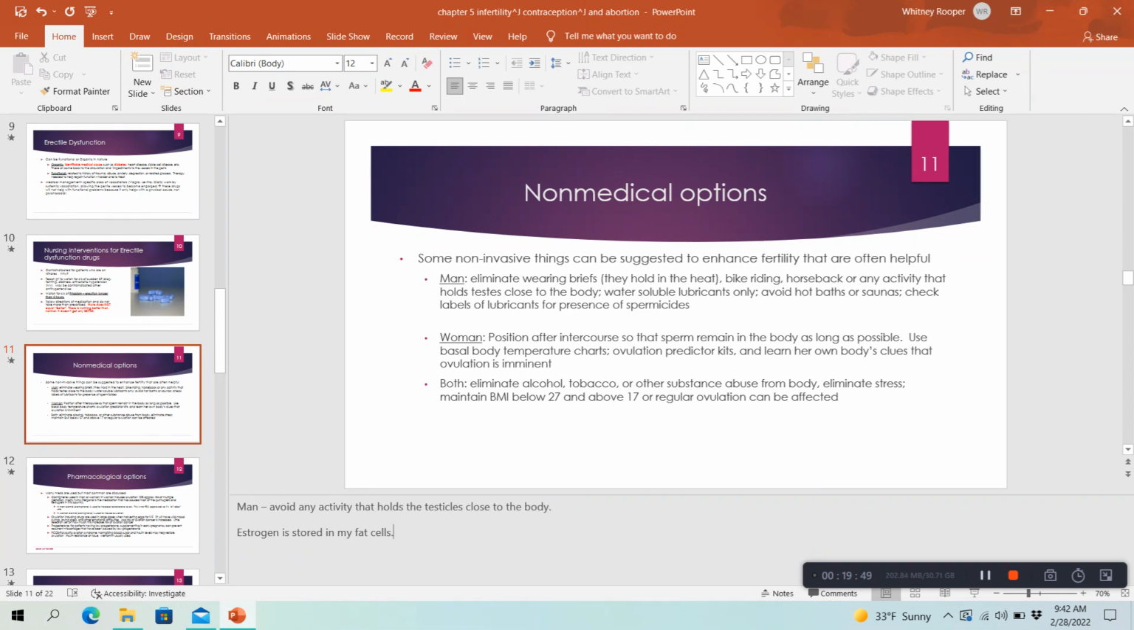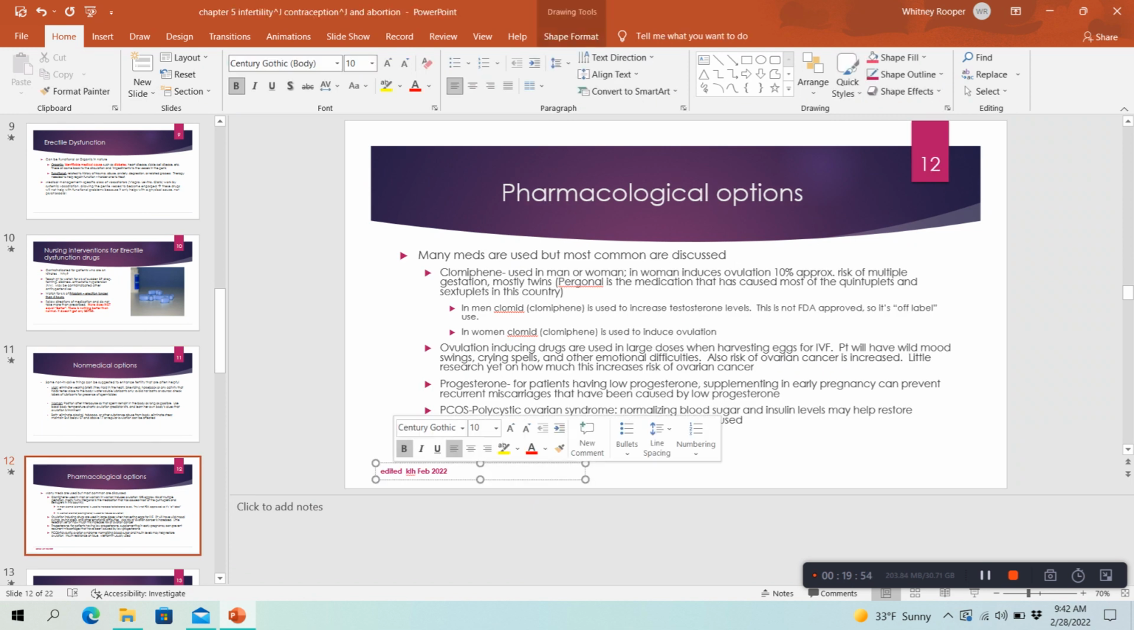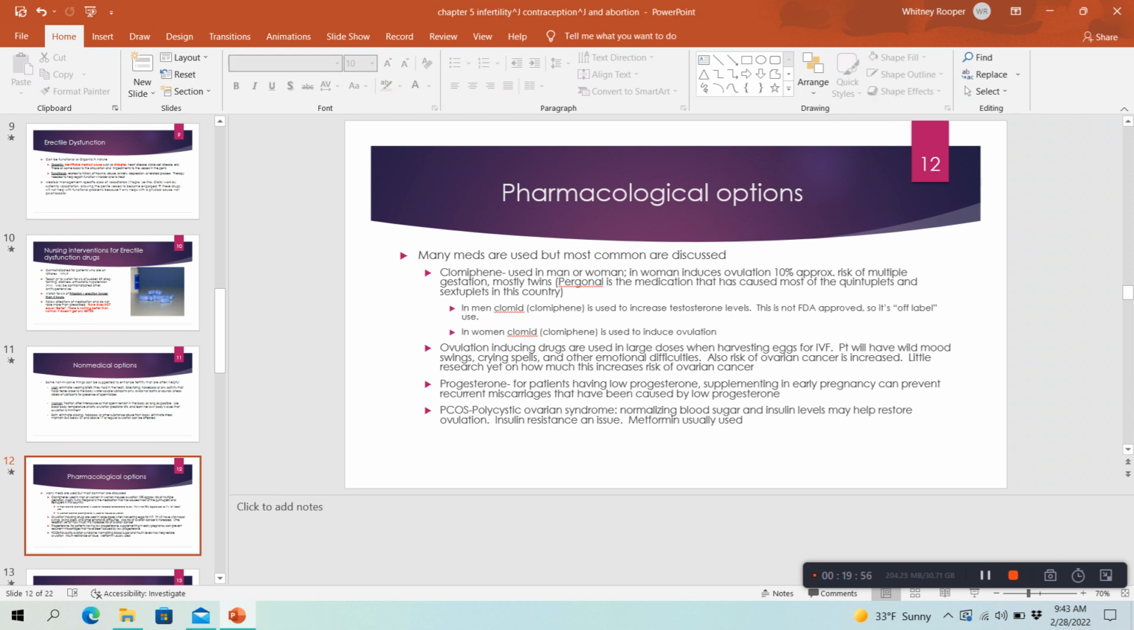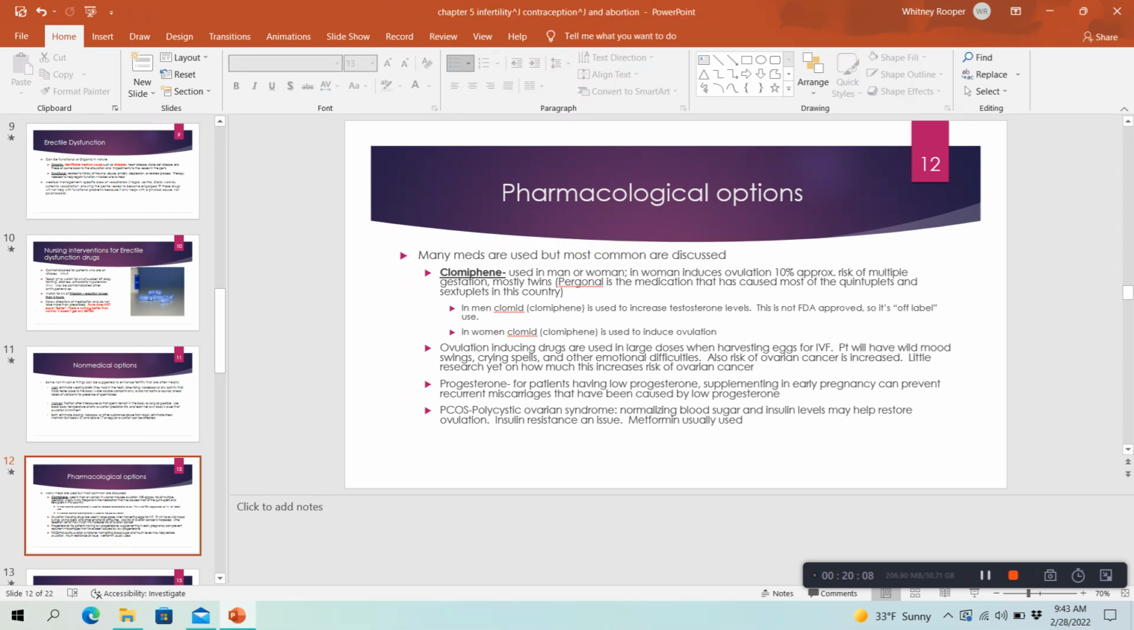Okay, so let's talk about pharmacological options now. So I talked about a couple of these meds already, things that we use to help enhance fertility. Clomiphene or Clomid that I talked about a minute ago. In a female, it's used to induce ovulation. It's not considered one of those big fertility drugs, but it is used a lot of times for females to help induce ovulation, and it causes about a 10% risk of twins. That's all we're dealing with Clomid. So that was not too bad. So any woman who uses Clomid has a 10% risk of having twins.